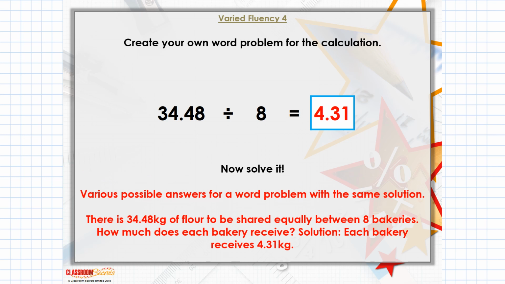So the answer to this calculation is 4.31. There are various possible answers for a word problem, but here's one example. There is 34.48 kilograms of flour to be shared equally between 8 bakeries. How much does each bakery receive? And the solution is each bakery receives 4.31 kilograms.